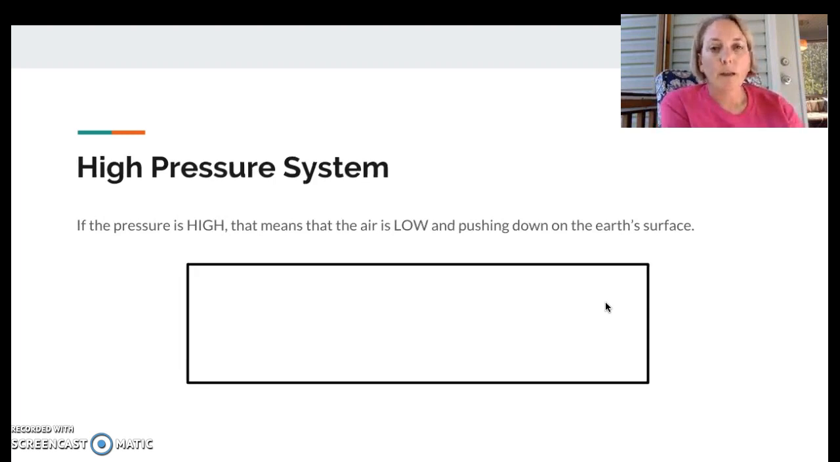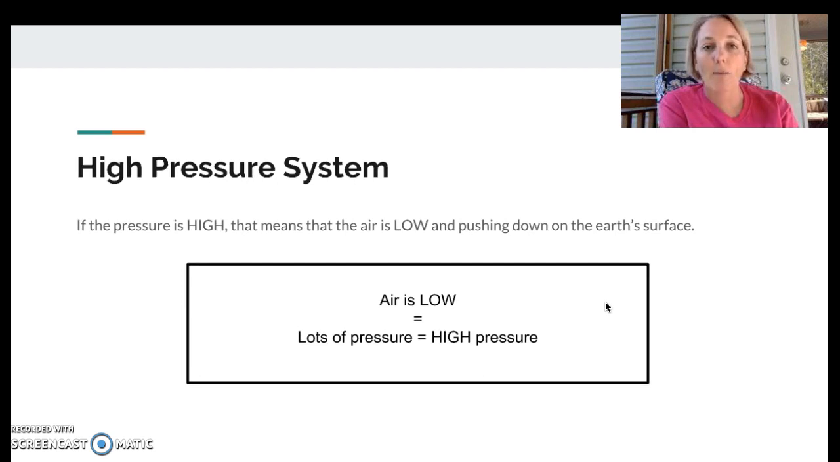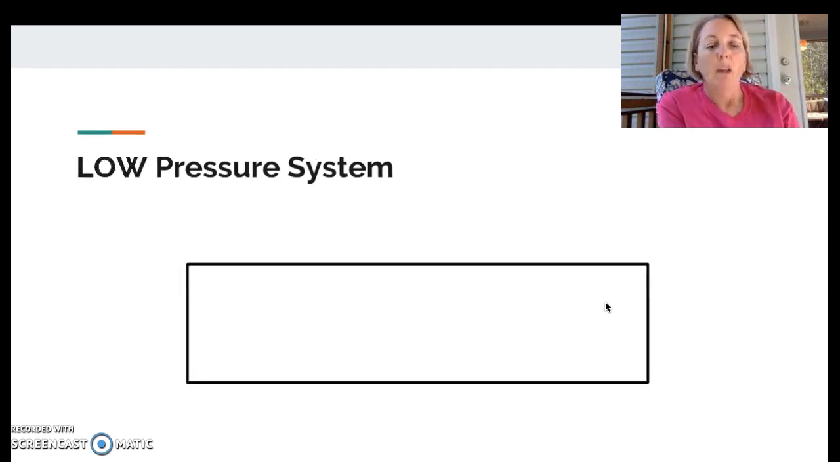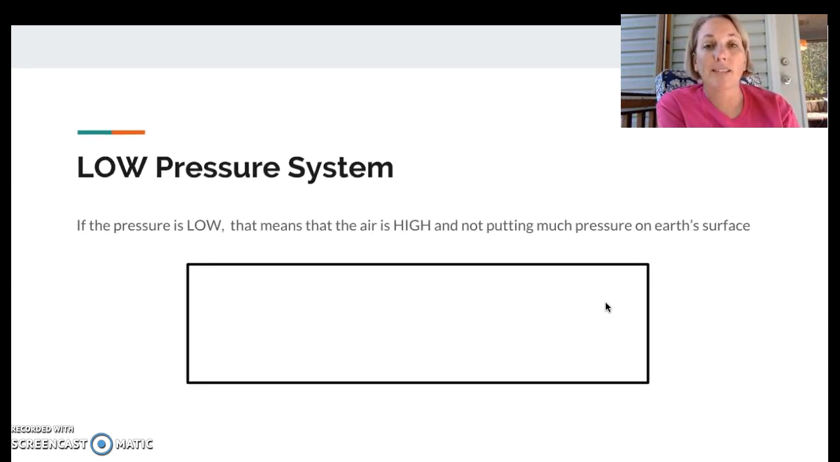If it's high pressure, that means the air is sitting low, close to the surface, pushing down on the Earth's surface, okay? So high pressure because the air is low, producing a lot of pressure. Okay, so the air is low. That means that we have lots of pressure. We get a high pressure system. If the low pressure system is in place, that means that the air is actually really high. It's not putting pressure on the surface. All right, so if the air is high, that means that the pressure is low. We have a low pressure system.